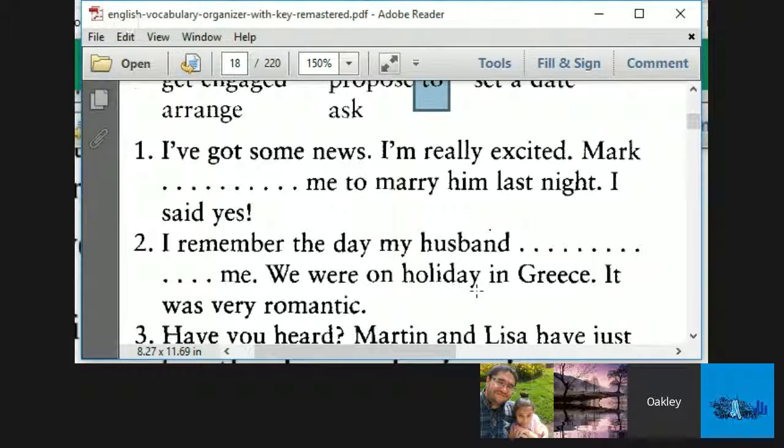No. The majority of marriages are arranged marriages, and some marriages we can say are love marriages, and some are mixed marriages, meaning love marriage and arranged marriage both together.